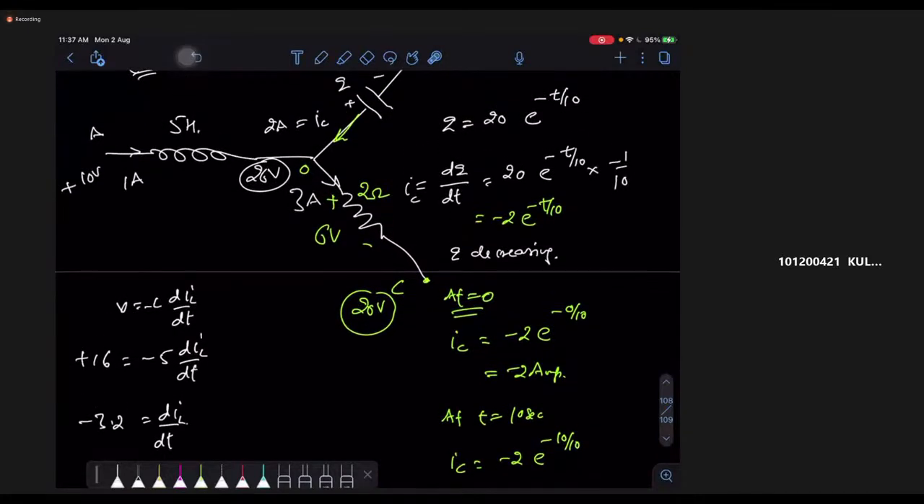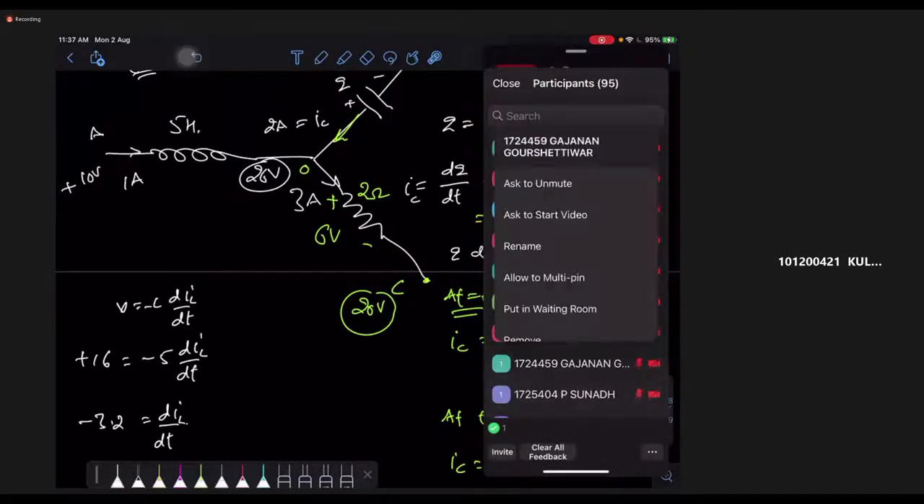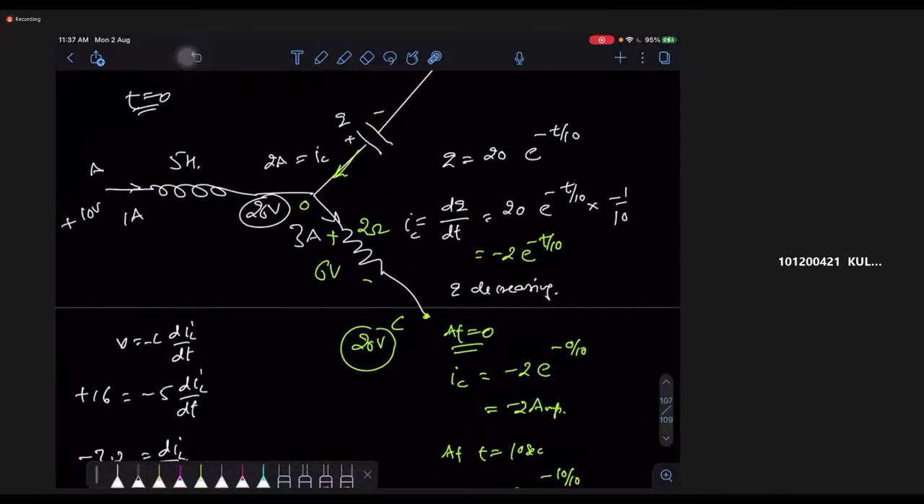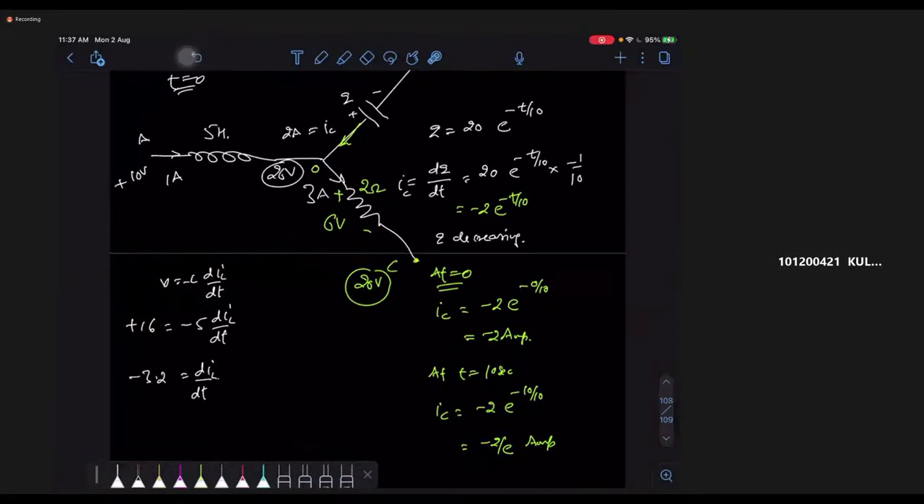Is it okay? Clear? This is the picture at time equal to 0. If I want any other time, this is my picture at time equal to 0. So it is a transient state, keep on changing every time.